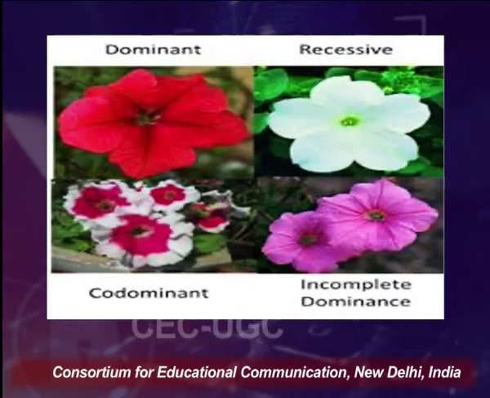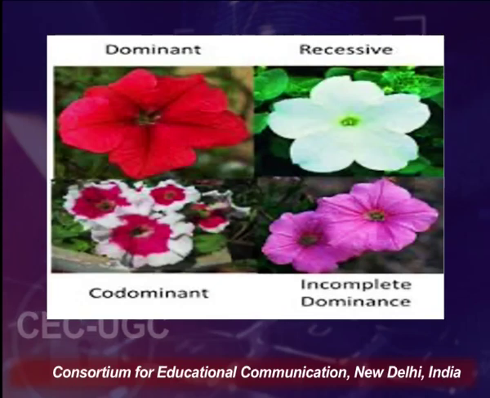But when there is incomplete dominance, then it becomes a mixture of red and white and it will give us pink flowers. So, here we understand the four concepts: dominant, recessive, codominant and incomplete dominance. Dominant, it will be red only; recessive, it will be white; codominant, both, red plus white; and incomplete dominance, it becomes a combination of red and white.